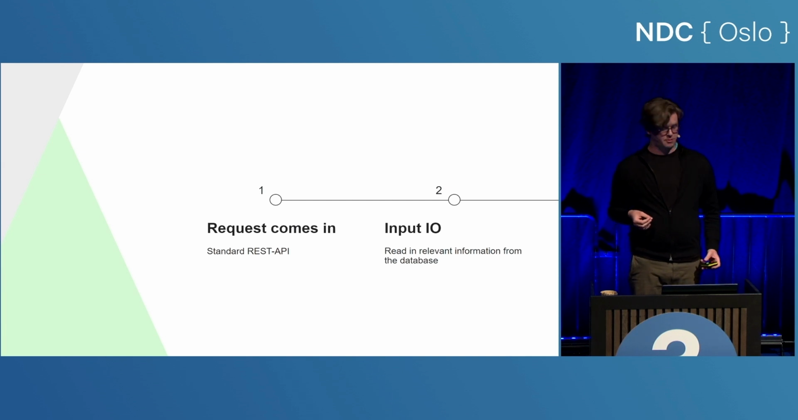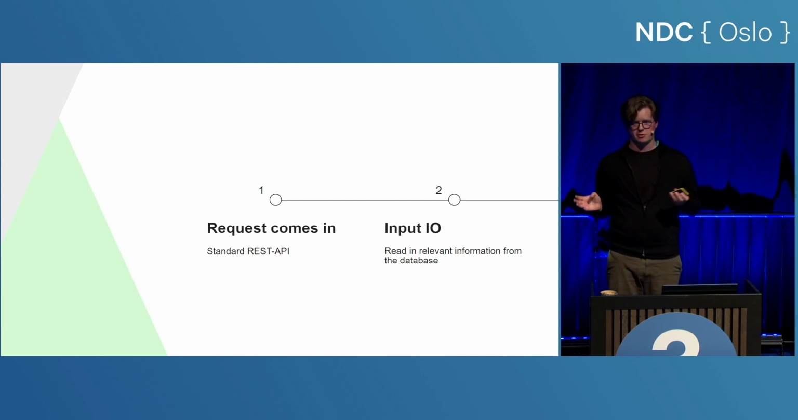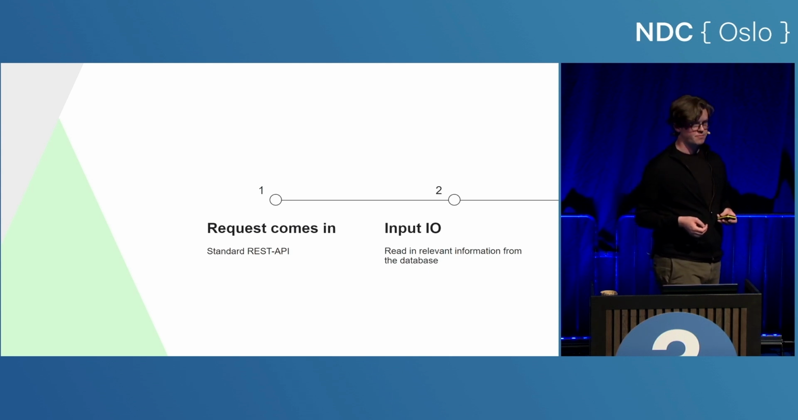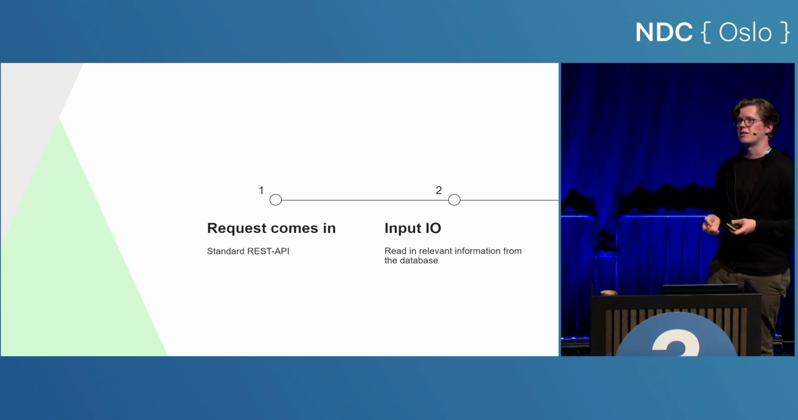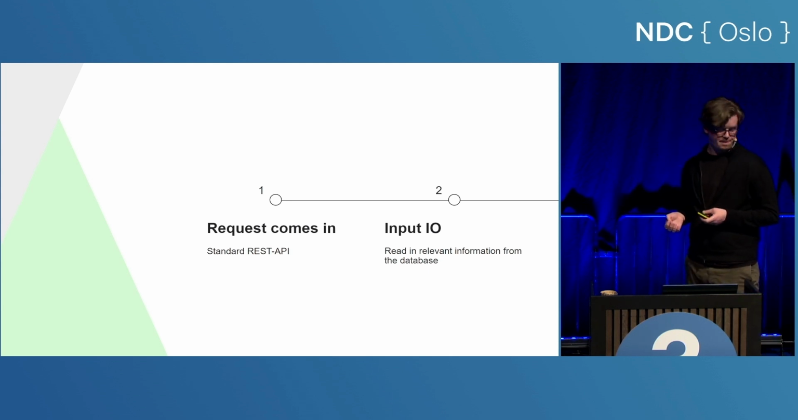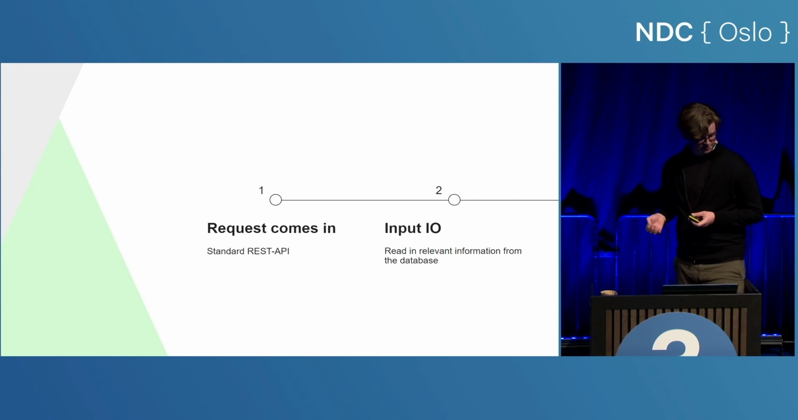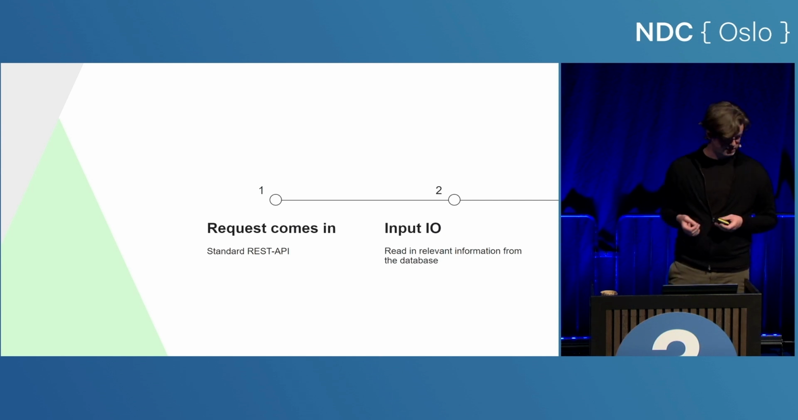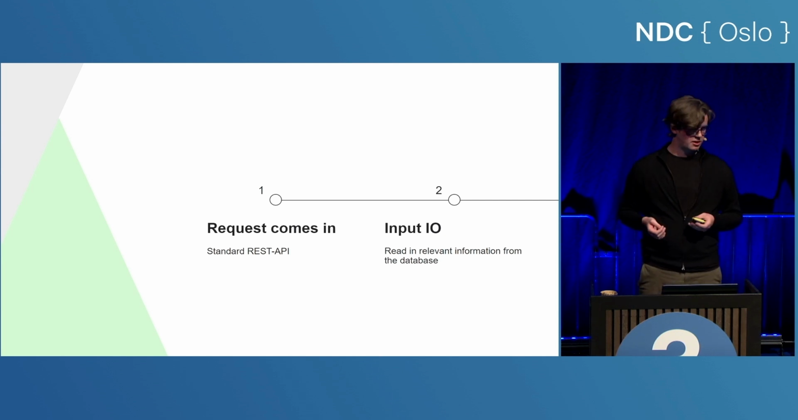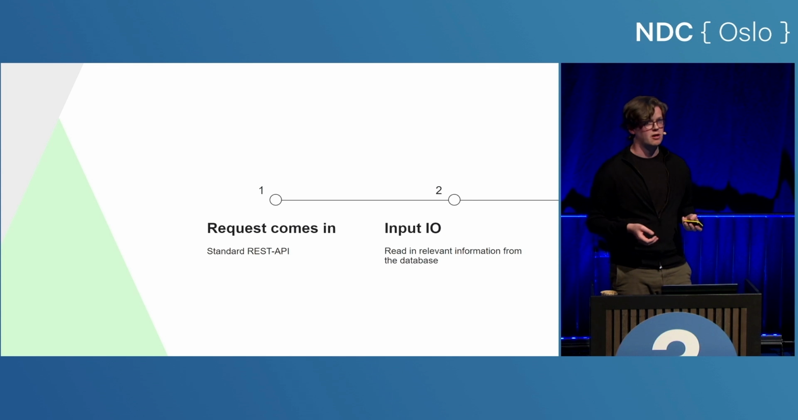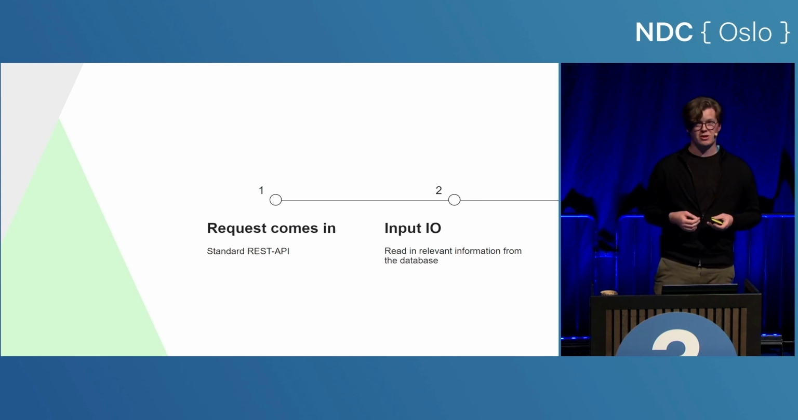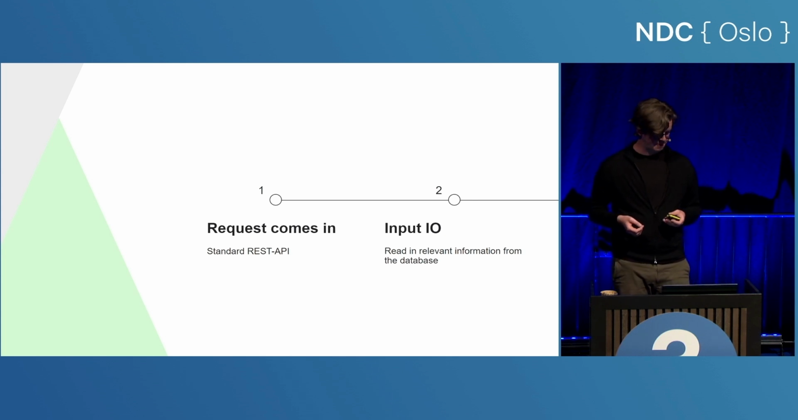It might look something like this, and there are many names for this kind of pattern, but this is just a walkthrough of it. So we have a request that comes into our API, and same procedure as always. We do some input I/O. If we need to read something from our database, we do it here, so that we don't have to worry about that later.